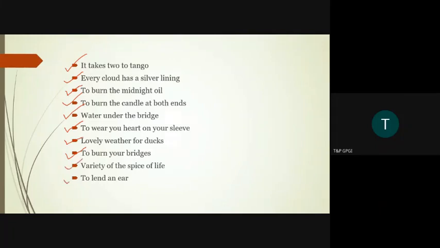The last one is to lend an ear. To lend an ear means to listen to somebody with sympathy. When you have a friend and you know that he needs somebody to talk to, then you can always lend your ear to him or to her.